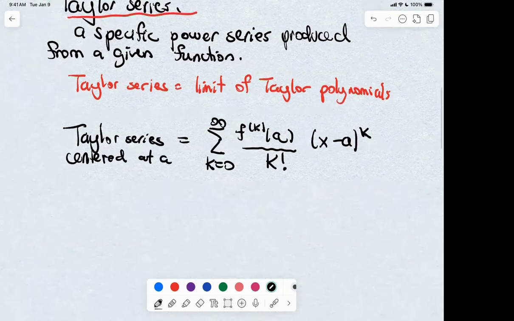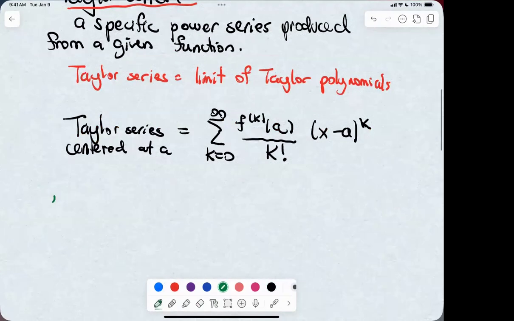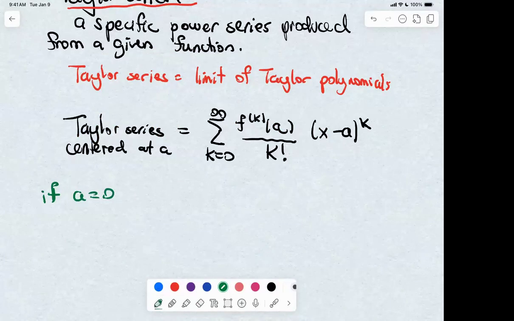So I'll write that specifically as a separate case, A equals 0 here. And that's sometimes called the Maclaurin series. But it's just another name for the Taylor series for that specific value because it's the most used value. So in the case that A equals 0, the Taylor series is also known as the Maclaurin series. I think that's how you pronounce it.